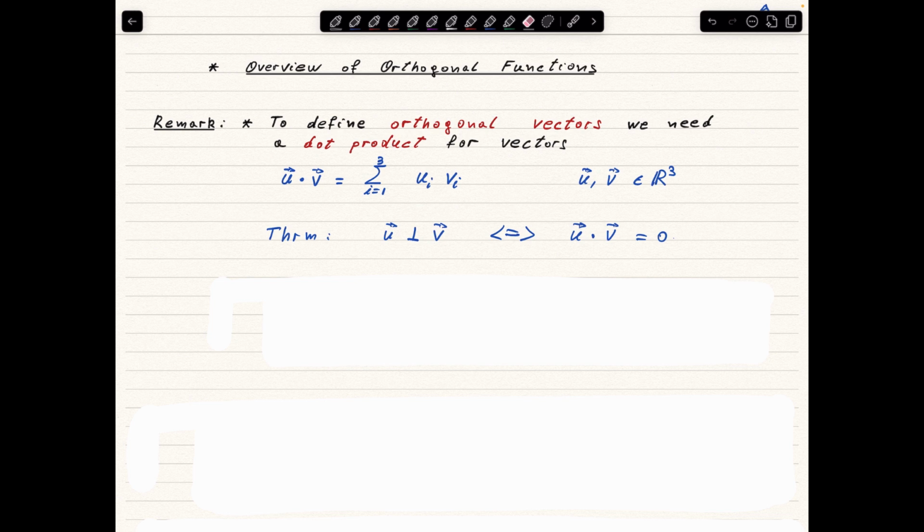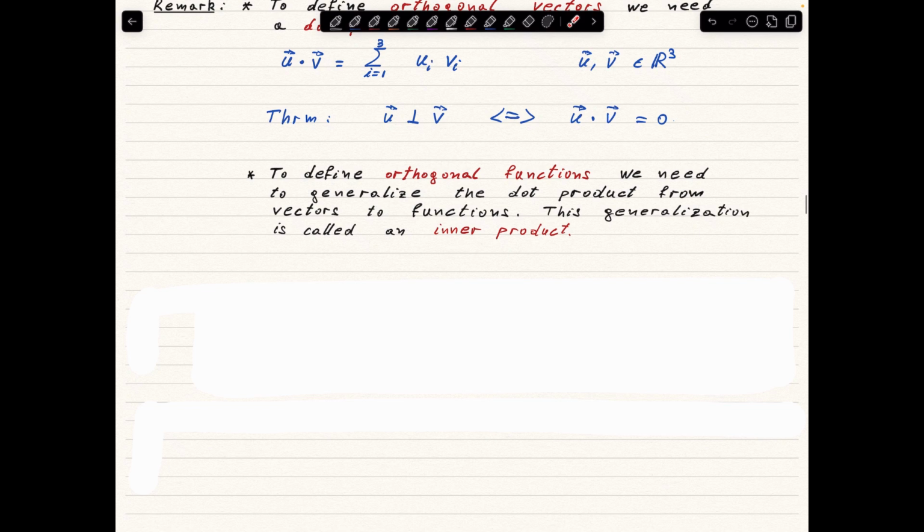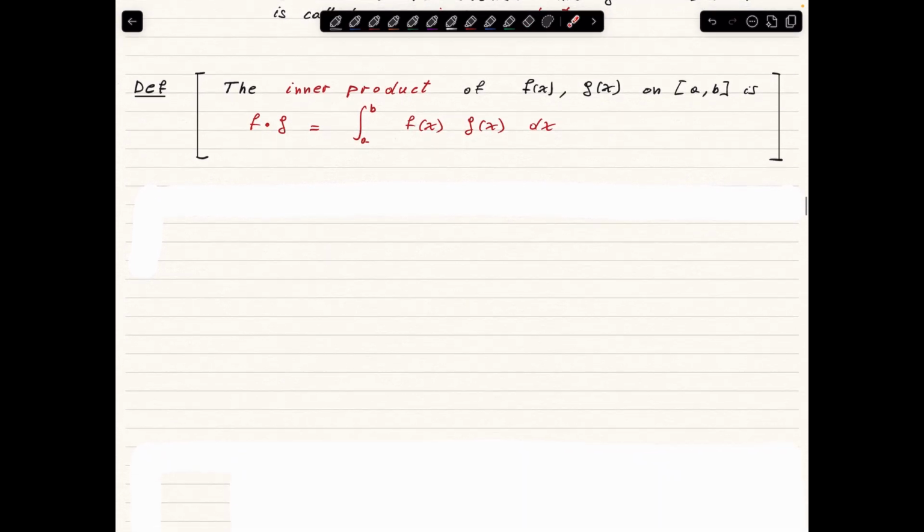So what we are going to do now is translate this concept of orthogonal vectors to functions. We are going to define orthogonal functions, and in order to do that, we need to generalize the dot product from vectors to functions. There are many generalizations. We are going to introduce one of the possible generalizations, and this is called an inner product. And here it is. The inner product of two functions, f and g, defined on the interval ab, is, this is the notation, the integral between a and b on that interval of the product of f and g.